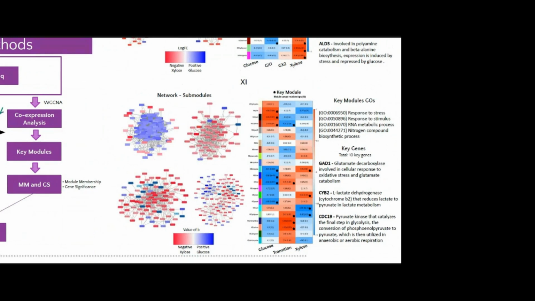GAD1, involved in cellular response to oxidative stress and glutamate catabolism, CYB2, involved in lactate metabolism, and CDC19, which is a kinase that catalyzes the final step in glycolysis.